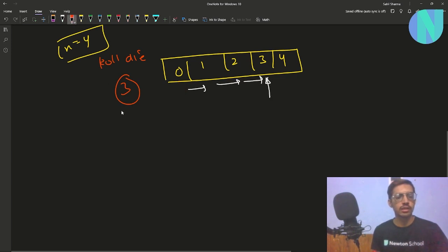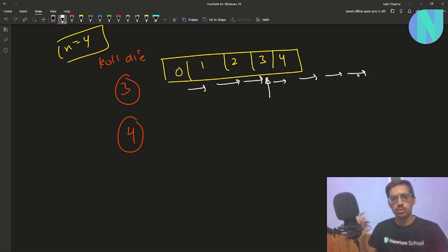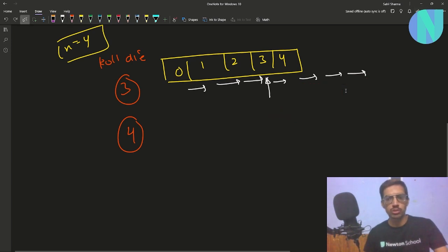Let's say you roll the die again and you get number 4 now. But if you see, there are not 4 moves to the right. You cannot move 4 cells to the right. So you will take the leftover moves and move them to the left. For example, now we have to make 4 moves here. I am able to move just 1 move, right? So I will go from 3 to 4.